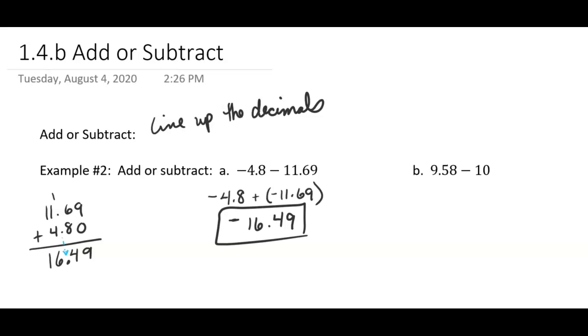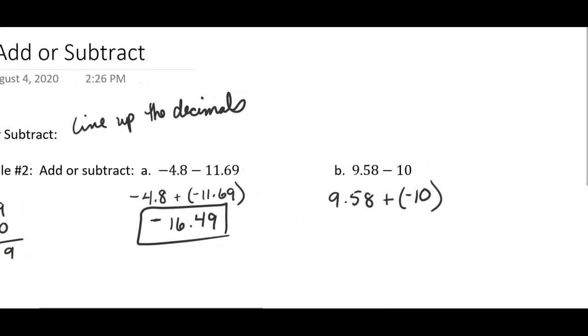Okay, the next one is also a subtraction problem. So they have 9.58. Oops, I have to write the numbers right. So 9.58, and then I'm going to make it plus the opposite, which winds up looking like that. So 9.58 plus a negative 10. Well, what do I really want to know then? I have one positive and I have one negative. I have more negative than I do positive.